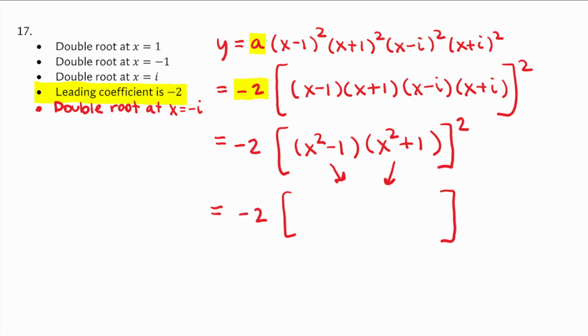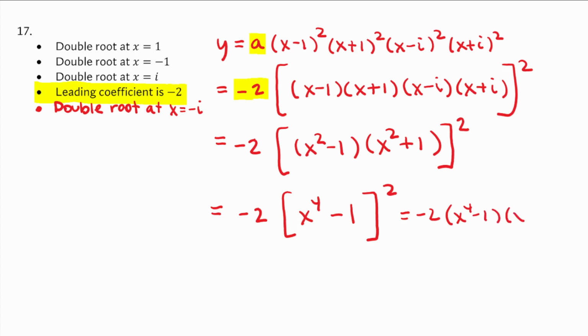So still got that negative 2 on the outside. But then when I go to do FOIL here on the first 2, I'll have x to the 4. The outside 2, I'll have positive x squared. The inside 2, I'll have negative x squared. So the last 2 would be negative 1. And now I'm still squaring this. I've only been simplifying the inside of the thing in square brackets this whole time, right? So now I'm going to have to multiply that out. So negative 2 times x to the 4 minus 1 times x to the 4 minus 1.